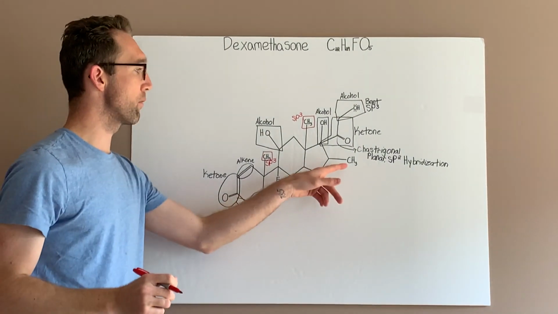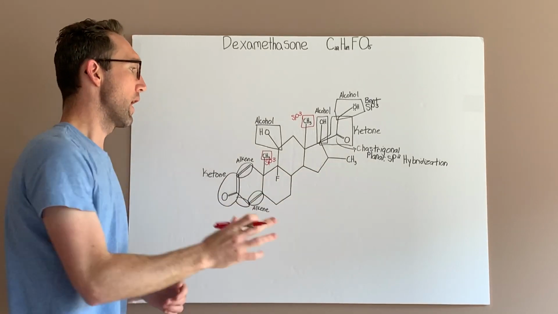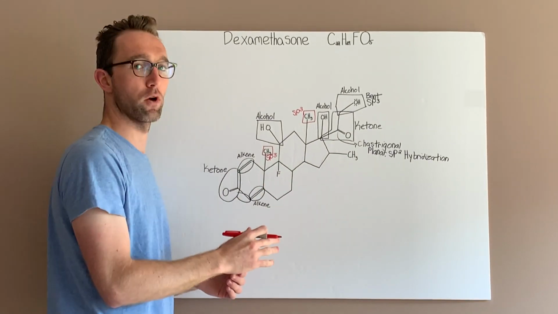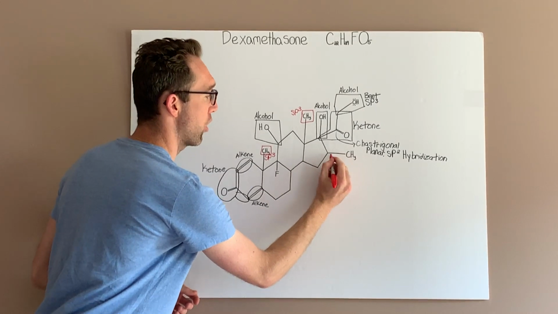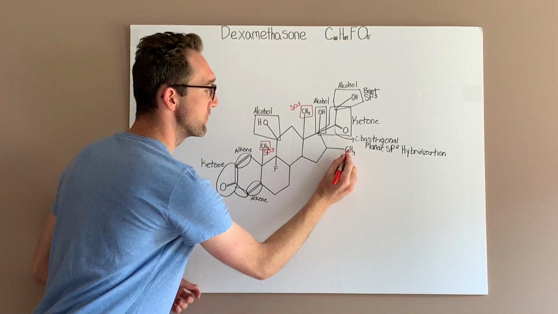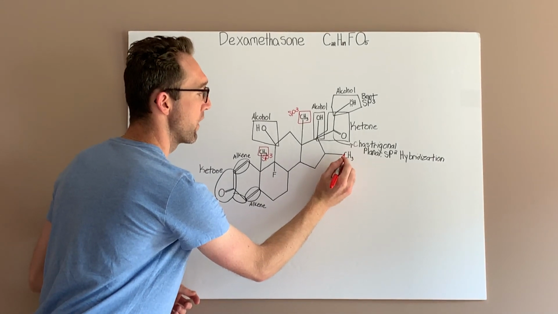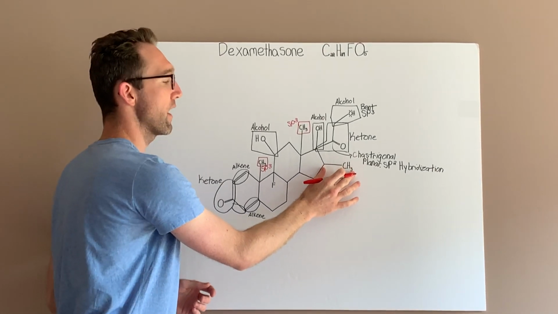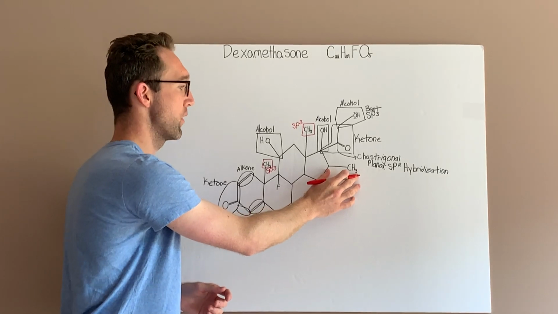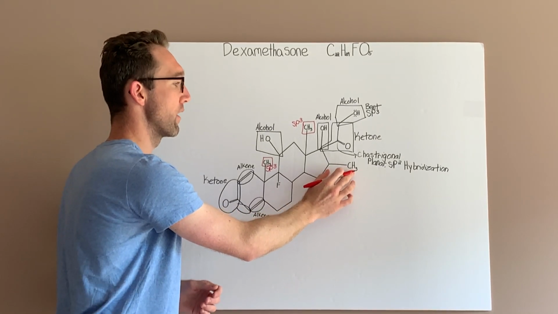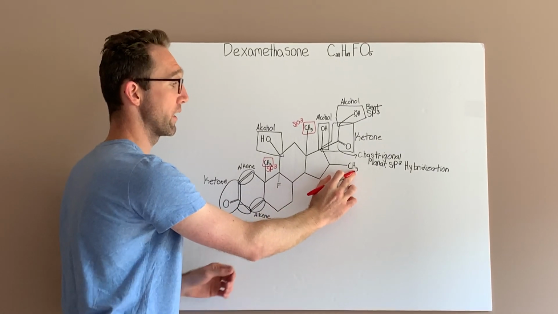And finally, this carbon down here has 4 electron groups around it because we have a carbon-to-carbon bond here, and this carbon is attached to the 3 hydrogen atoms around it. So as a result of this having 4 electron groups, we are also going to have sp3 hybridization occurring here.